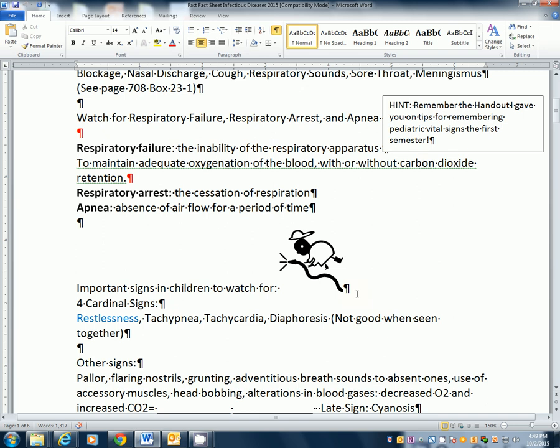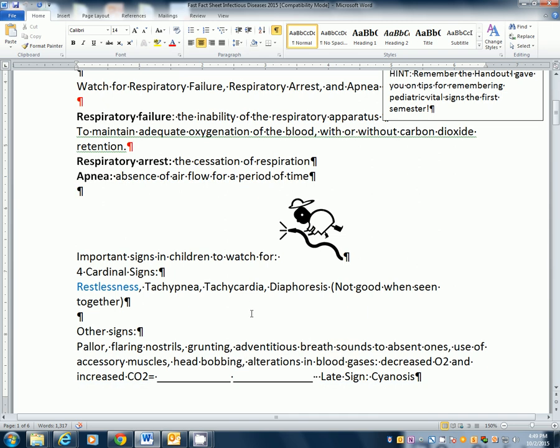There are some important signs in children to watch for. And some of the signs that you're going to watch for are cardinal signs. It's restlessness, and I've got that in a different color because that is the earliest sign that a child's in respiratory trouble. Tachypnea, tachycardia, and diaphoresis. These are never good when seen all together. Remember that.